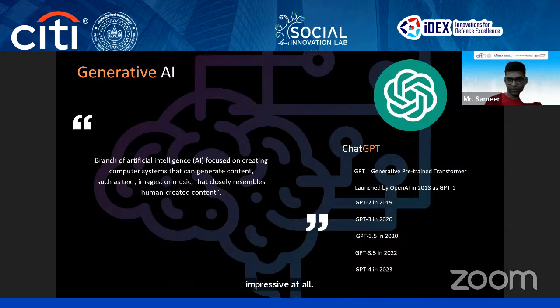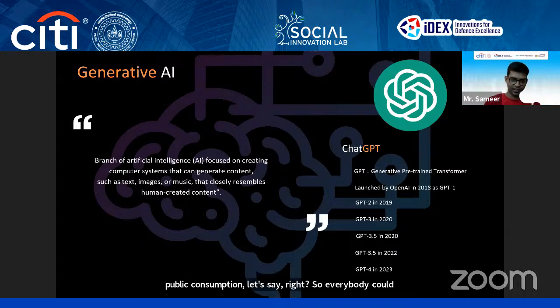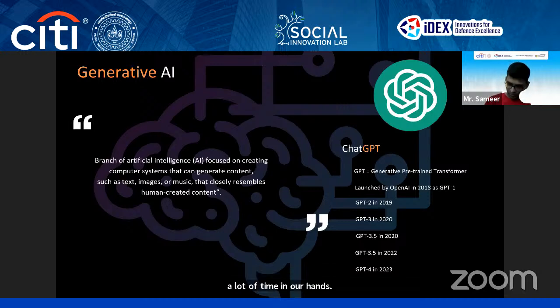Then they released the new version, GPT-2, in 2019. Again, it didn't really take off that much, but in 2020, I think, ChatGPT 3.5, that is where it actually blew up, because that is where it was good enough for public consumption. Everybody could use it, everybody could ask it questions, and that is when it blew up, kind of in the COVID period, right? Because we had a lot of time on our hands. Since then it has just continued to blow up, and it is still blowing up today. It keeps releasing newer models. GPT-4 was in 2023.